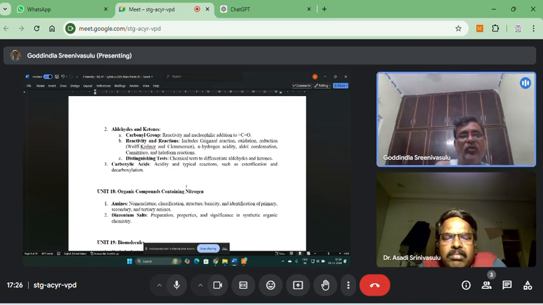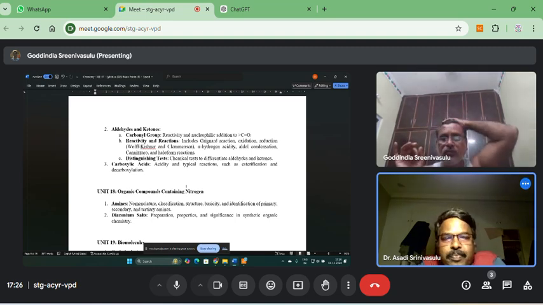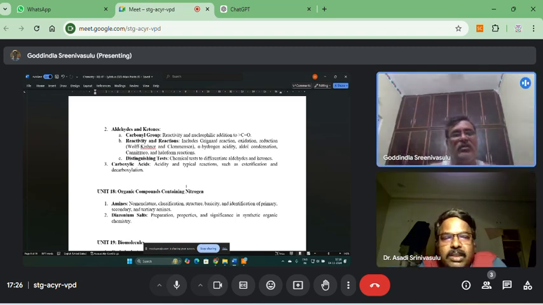Ketones. Carbonyl group is nothing but ketone. Okay, ketone means if you are not releasing your motion for 2 or 3 days, it will become a ketone, you know. That is a biochemical reaction.